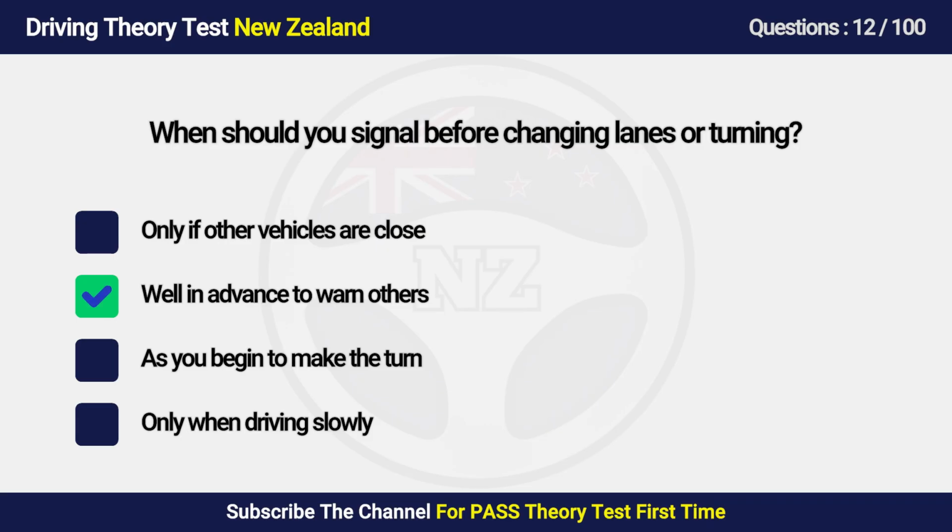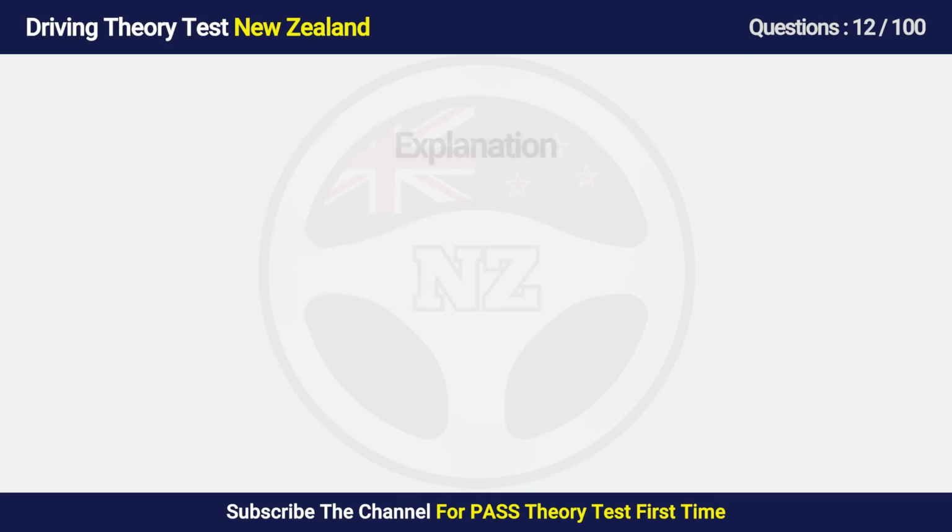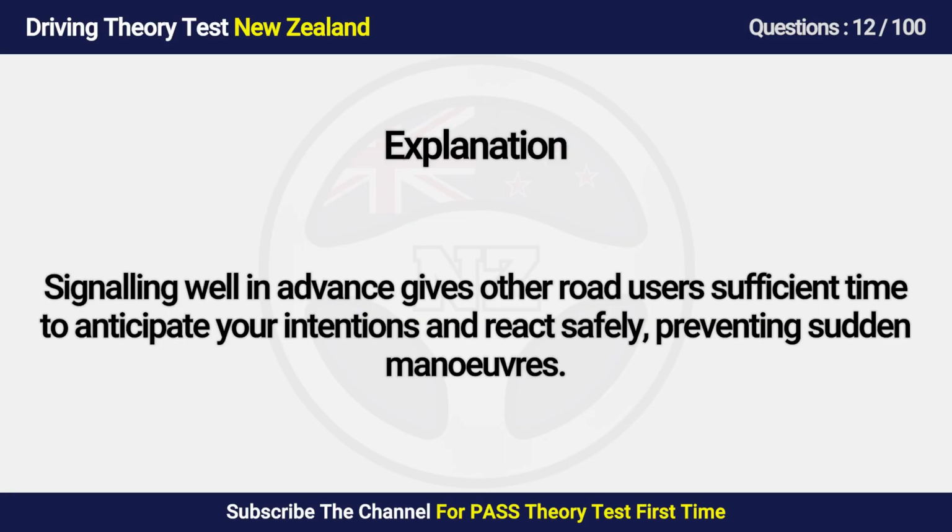Answer is B. Well in advance to warn others. Signaling well in advance gives other road users sufficient time to anticipate your intentions and react safely, preventing sudden maneuvers.